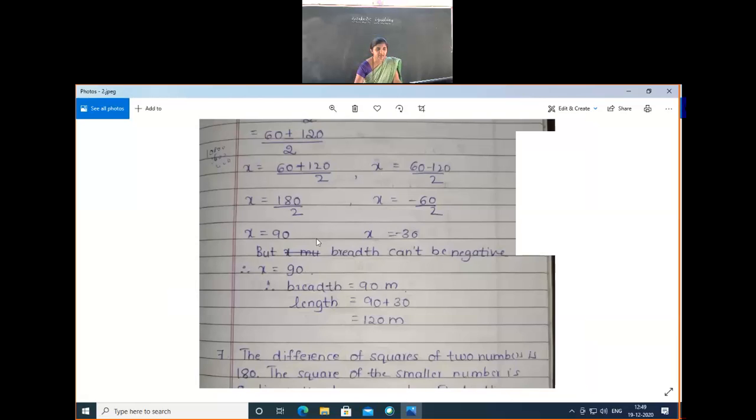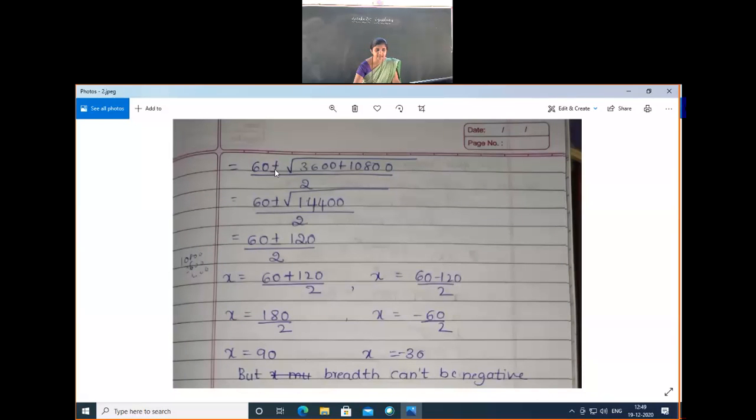60. See here we are continuing this problem. 60 plus or minus 3600 plus 10800, divided by 2. So 60 plus or minus square root of 14,400 divided by 2. Then 60 plus or minus, here when we remove the square root of this 14,400, the answer is 120. Square root of 14,400 is 120, divided by 2.